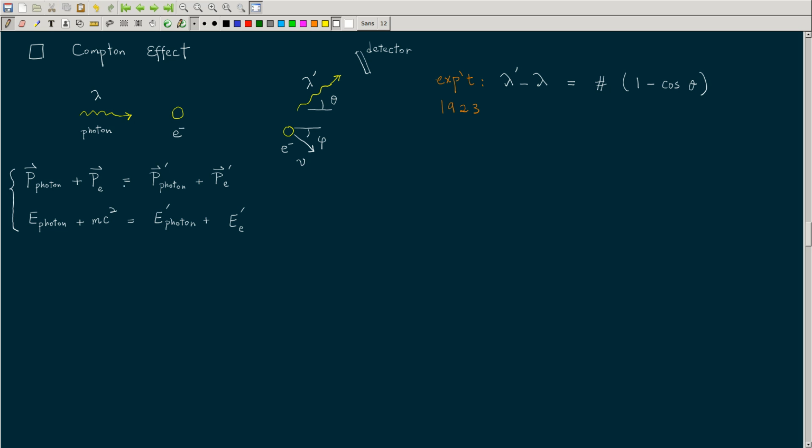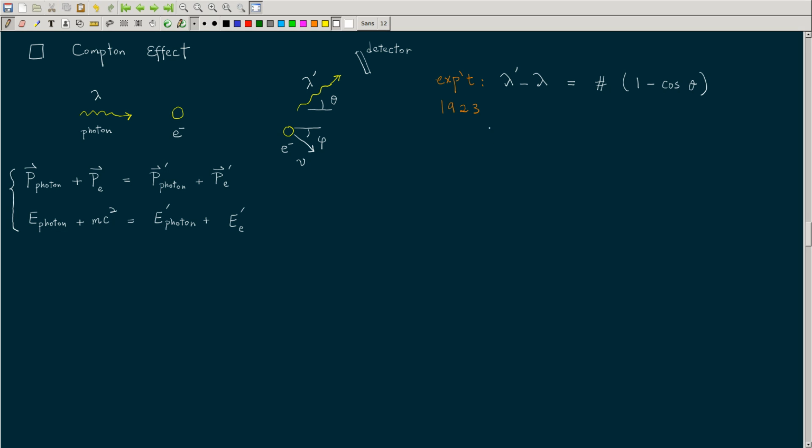In the conservation of momentum equation that you write, for the momentum of a photon, you will use the formula h over lambda. And for the momentum of the electron, you can simply use mv, or the relativistic formula if this velocity is going to be too large. But for typical velocities in these kinds of experiments, you can use the non-relativistic formula because the velocities are much smaller than c.